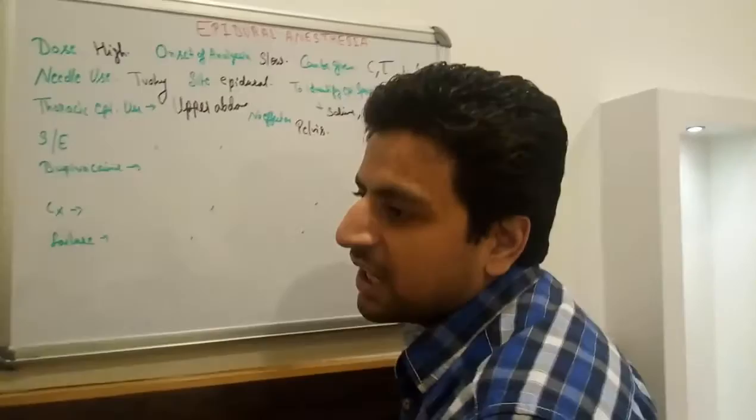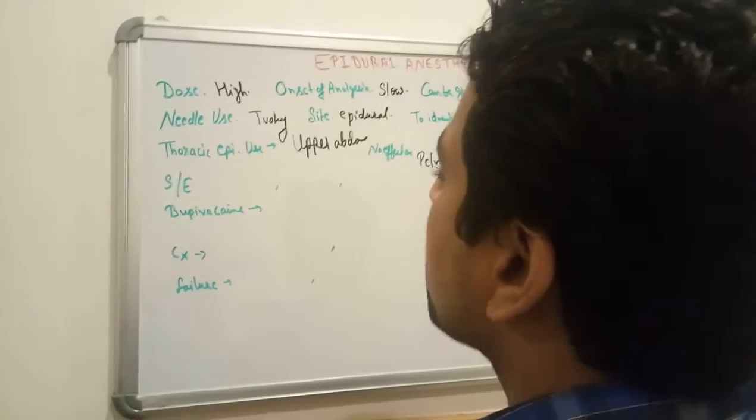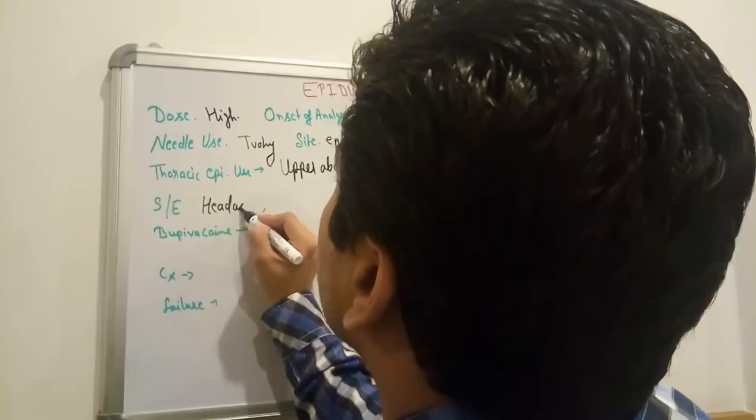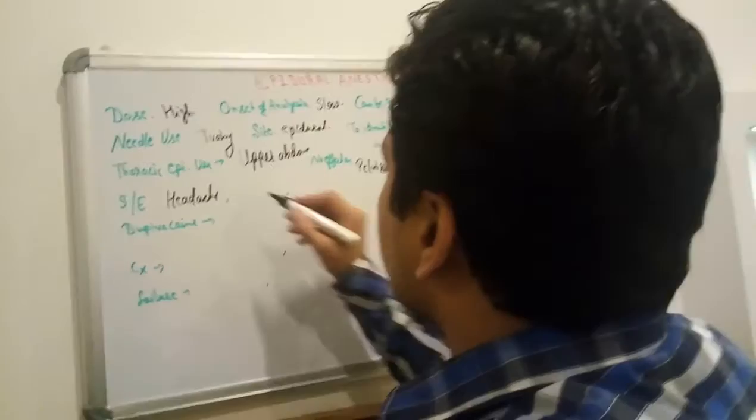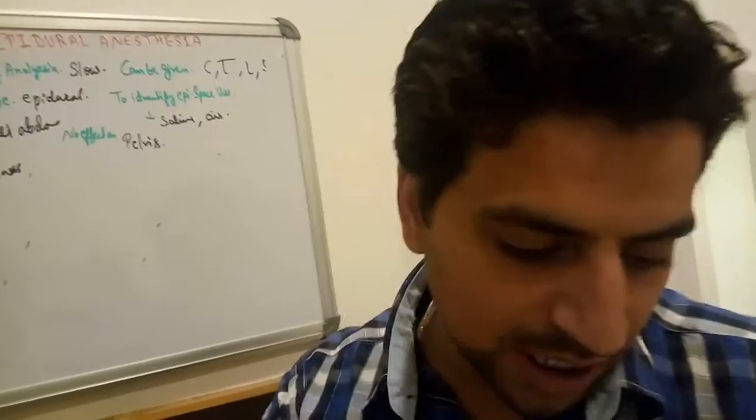So we are going to know the side effects of the anesthesia, which I already told: headache, due to cerebral fluid outflow, vertigo, and dizziness are sometimes the side effects. And what more side effects do we include?